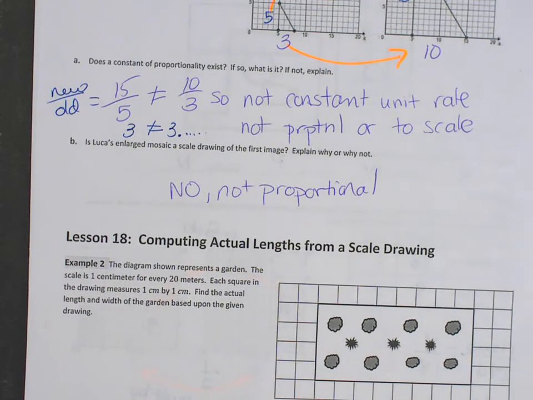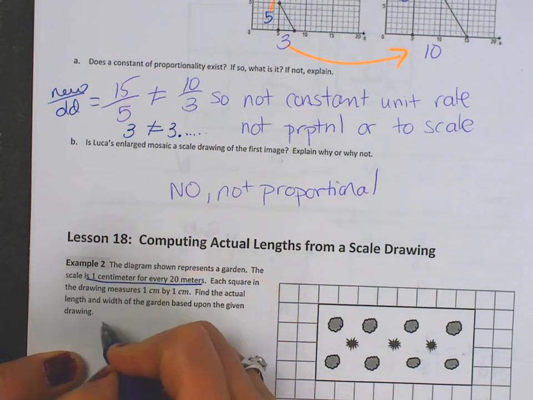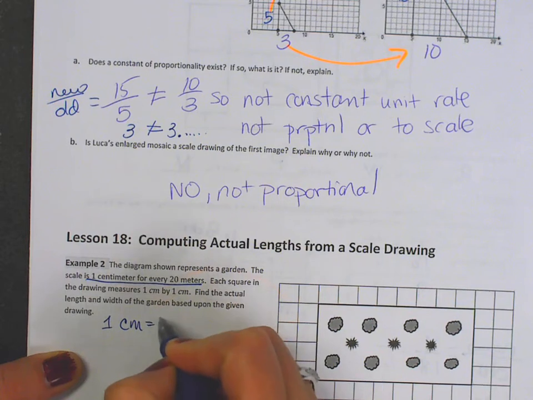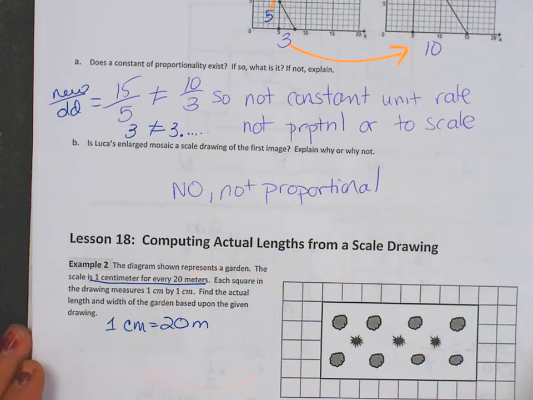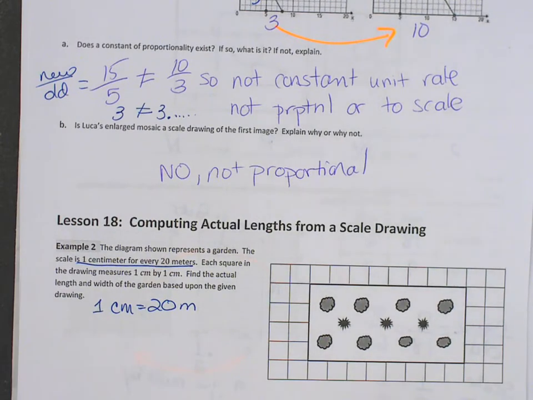The diagram shown represents a garden. The scale is 1 centimeter for every 20 meters. I like to summarize and write that down so I don't have to reread it. Each square in the drawing is 1 by 1. It's 1 centimeter by 1 centimeter. 1 centimeter squared, because centimeters times centimeters is centimeters squared. So you can see why they call it squared. Find the actual length and width of the garden based on the information given.